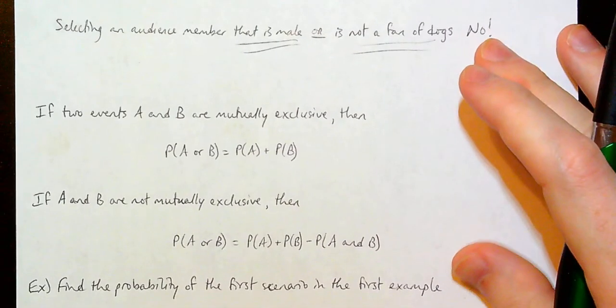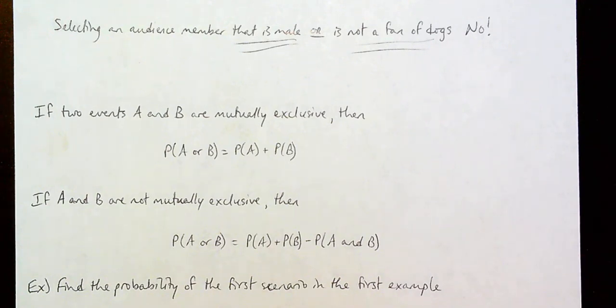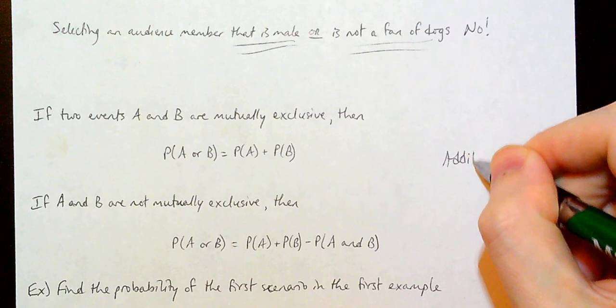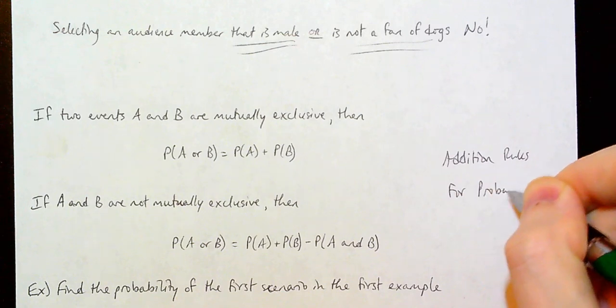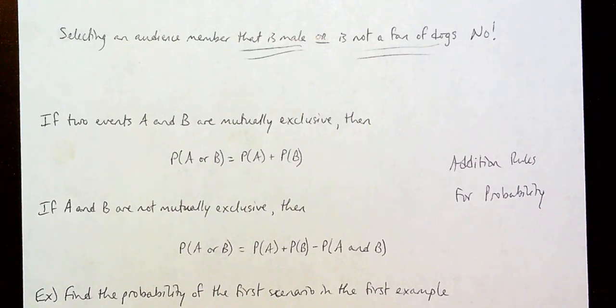So these two formulas right here that we use to figure out the probability of two events happening, these are known as the addition rules for probability. And these were formulas that we use to figure out the probability of A happening or B happening. In the next video, we are going to talk about formulas that we can use to figure out the probability of A happening and B happening.